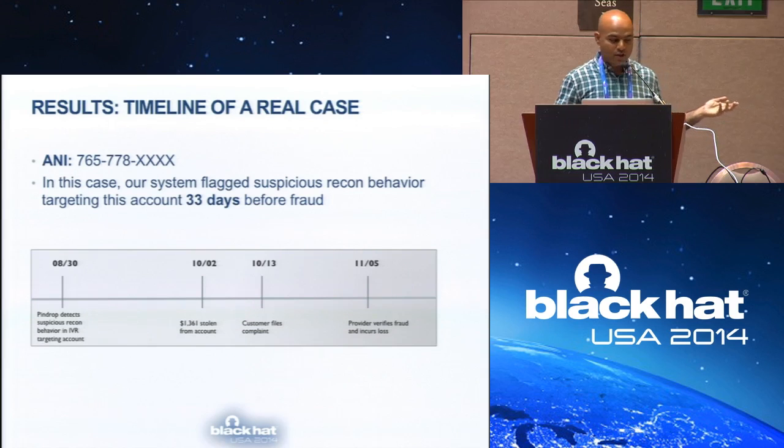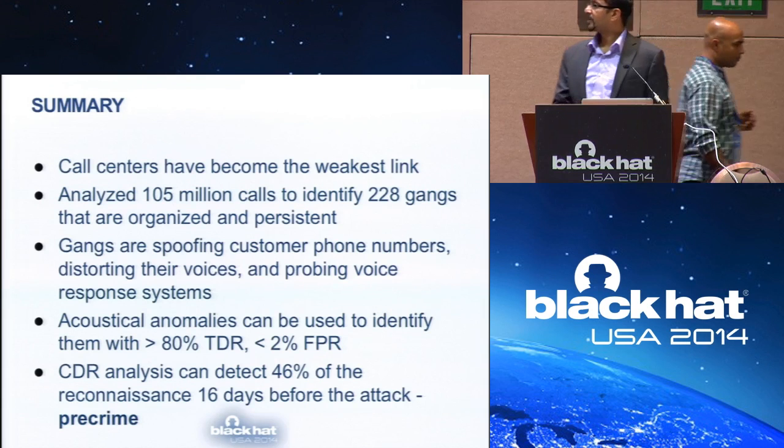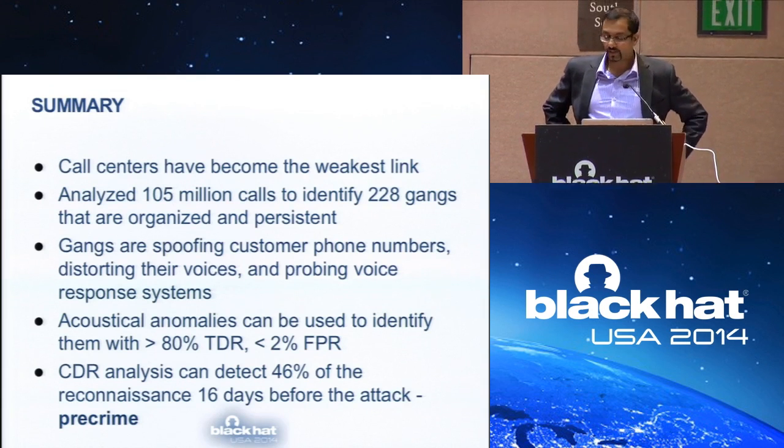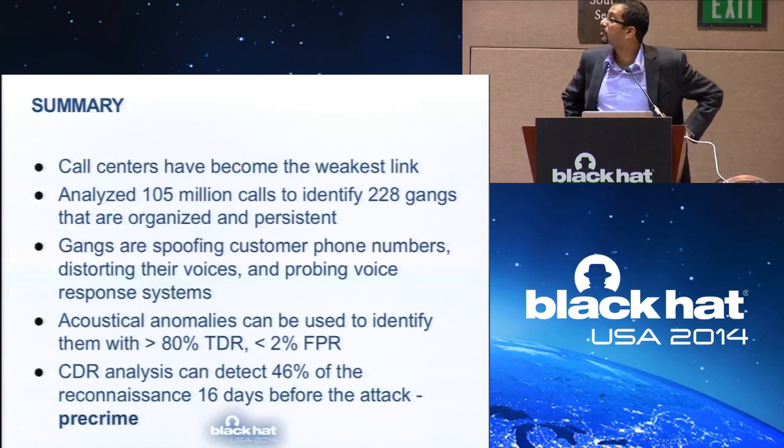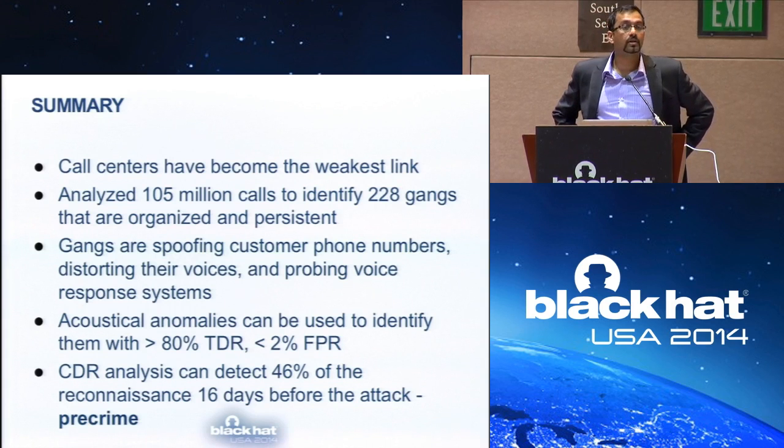I'm going to transfer to Vijay to summarize our presentation. Yep. So the key takeaways are that we're finding call centers are the weakest links. That's what a lot of the organizations were claiming. After analyzing 105 million calls, we agree with that assessment.